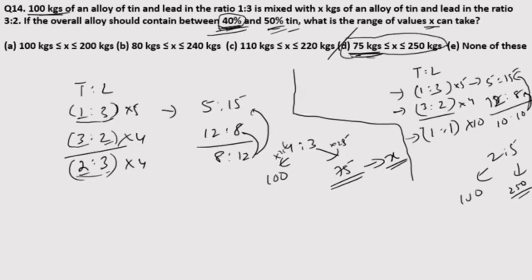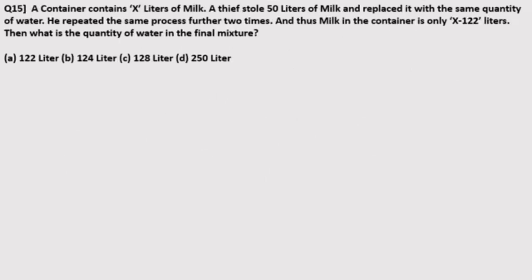Let's move to next question. A container contains X liters of milk. A thief sold 50 liters of milk and replaced it with water. Initially I have X liters. Then the thief sold 50 liters of milk, so I am left with X minus 50. Then he replaced it with the same quantity of water, plus 50, but this time it is water. So I am back to X. He repeated the process 2 more times. Thus, milk in the container is only X minus 120 liters.